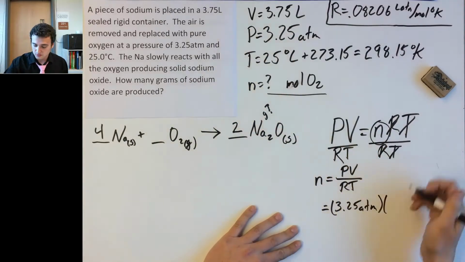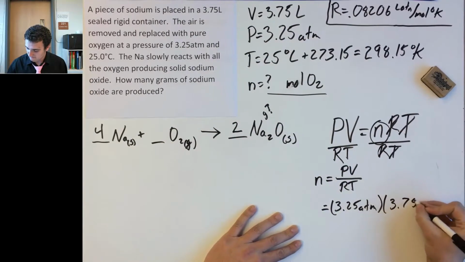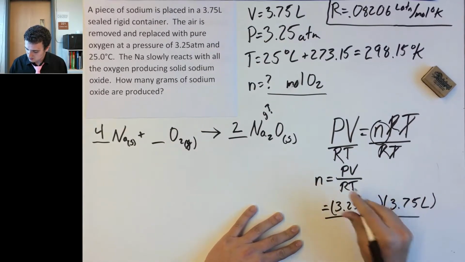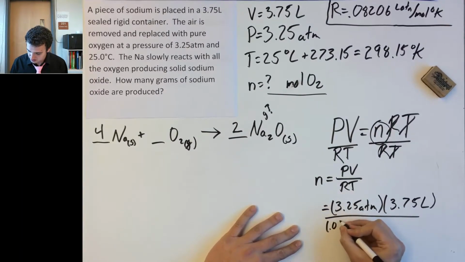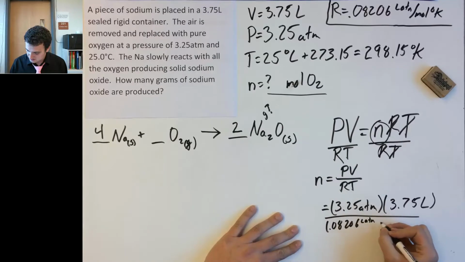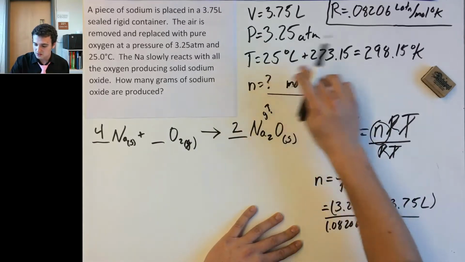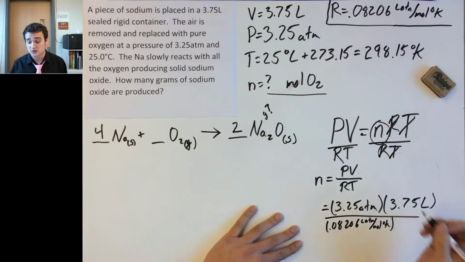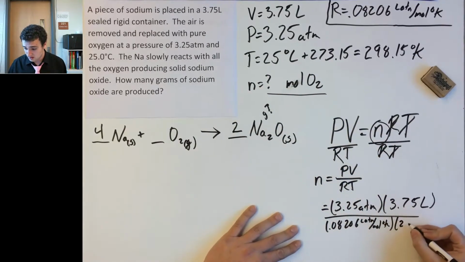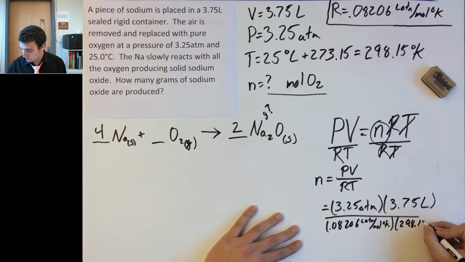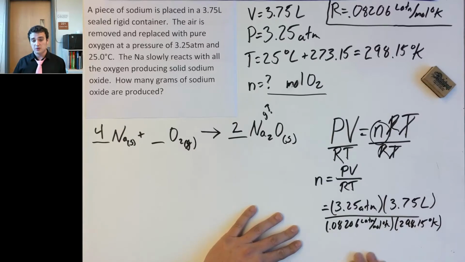Volume is 3.75 liters. And this is, of course, divided by R, which is 0.08206 liters atm divided by moles degrees Kelvin. And lastly, I need to find T, which is up here. I already got it into the Kelvin, so I'm going to go ahead and put it in as 298.15 degrees Kelvin. I have all my numbers set up right.